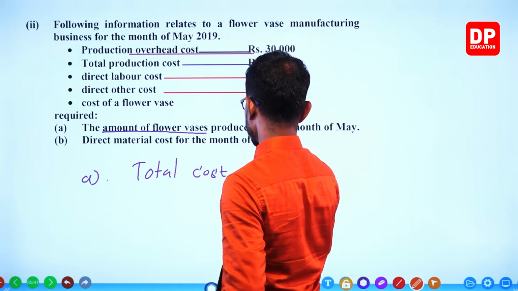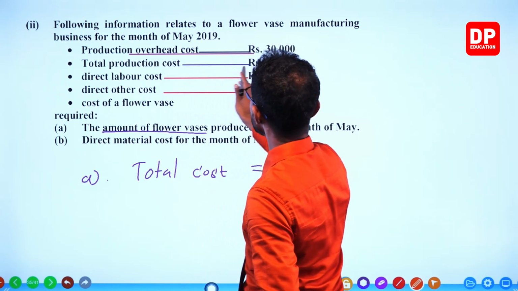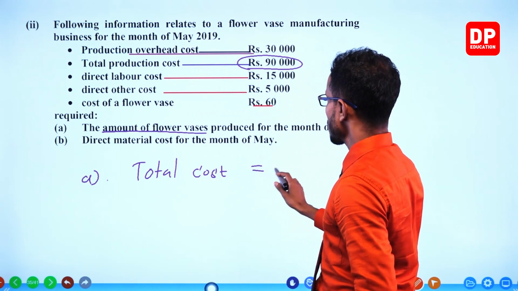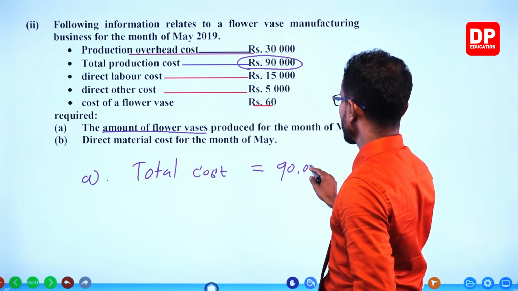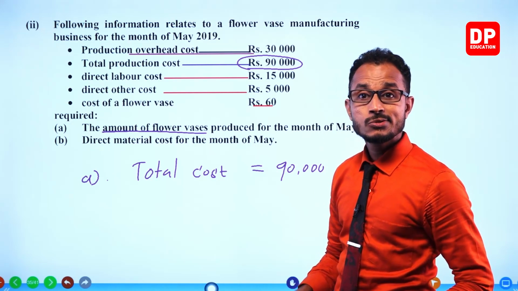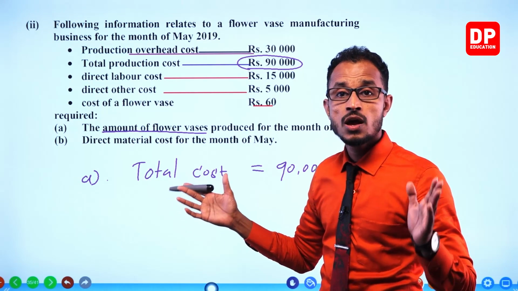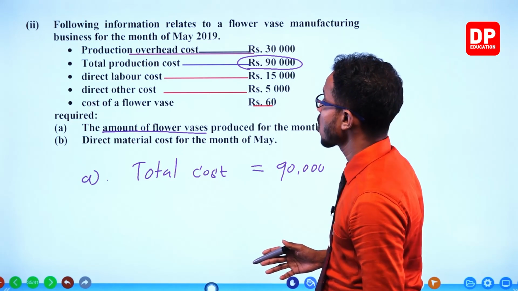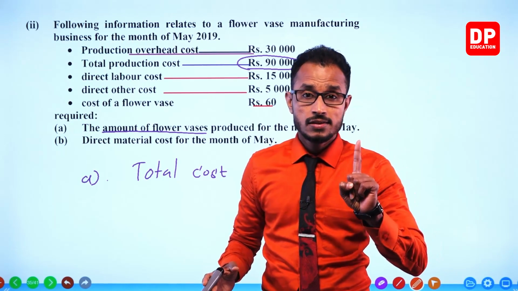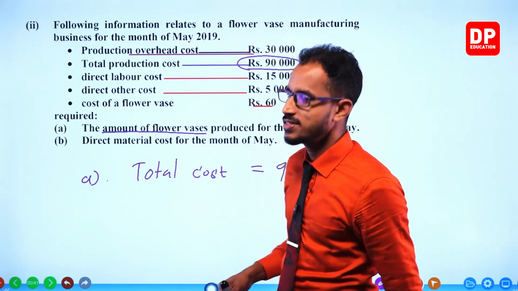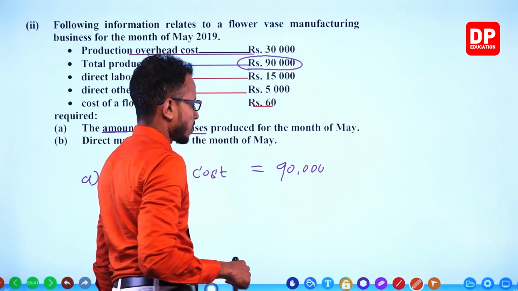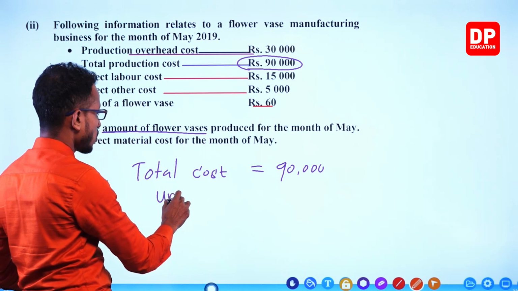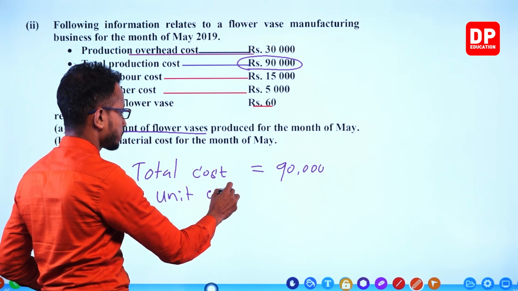children, total cost is right here, 90,000, the total of the cost which was spent to produce all the flower vases. And the cost to produce one flower vase, unit cost, is 60.